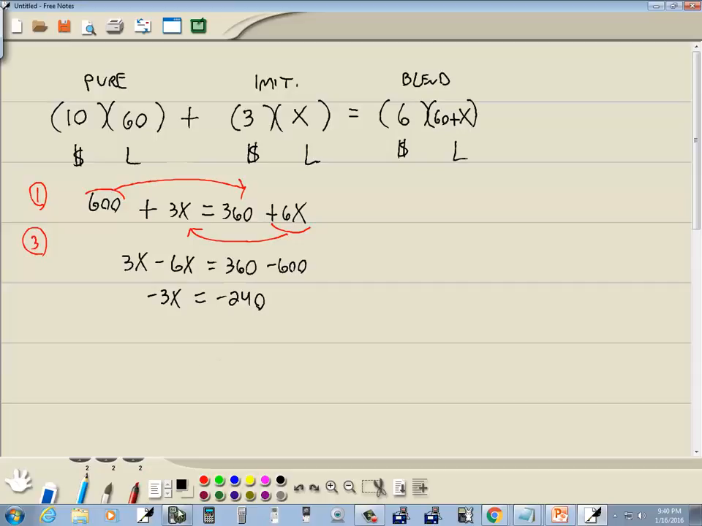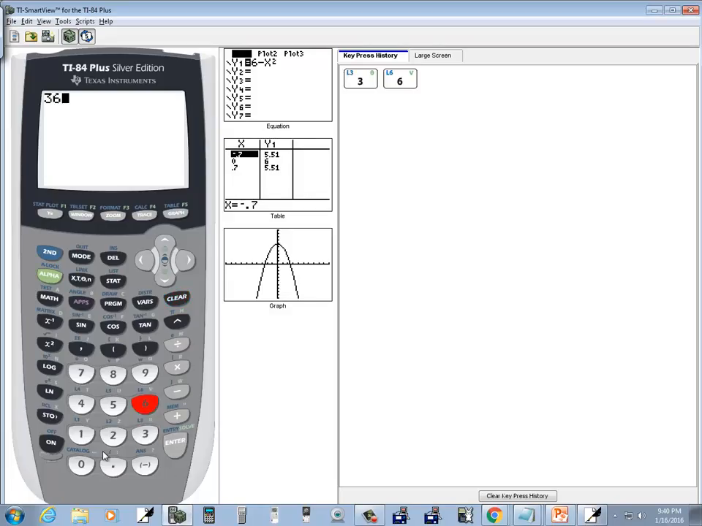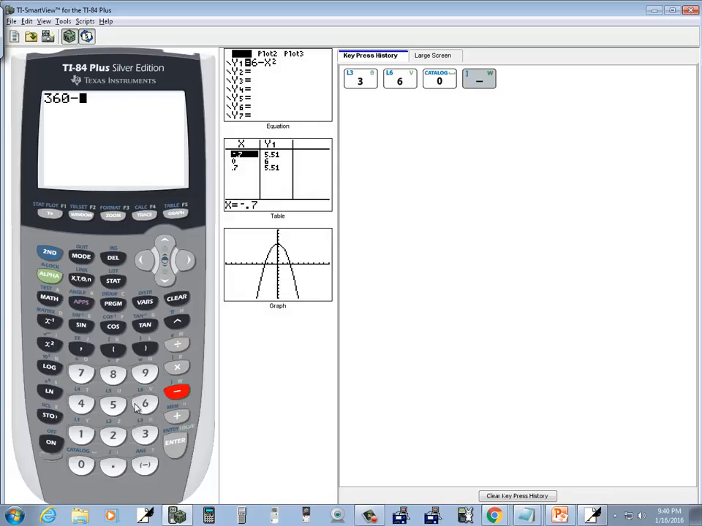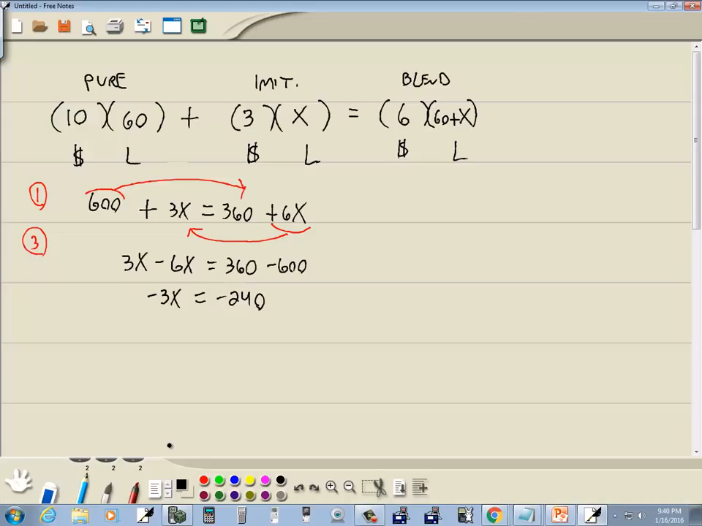Let's see if that's right. 360 minus 600, negative 240. Okay, and then step 4. Divide both sides by the number in front of your X. The number in front of our X is a negative 3, so we'll divide both sides by negative 3. And those negative 3's cancel, and those negatives cancel there, and 240 divided by 3 is 80.